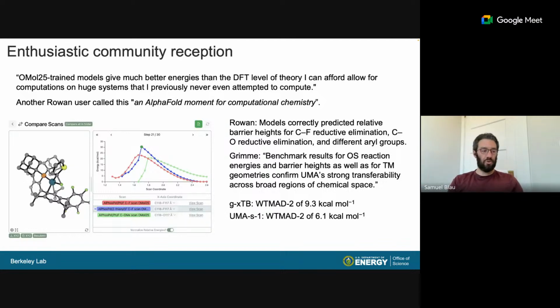They just released a new g-xTB semi-empirical approach, which they worked for years to get below 10 kcal per mole on their WTMAD-2 set, and right out of the gate, our MLIPs are at about 6 kcal per mole on their same benchmarks, which is very exciting because they know how to benchmark difficult cases. And we just passed 30 citations in the first 10 weeks since release.